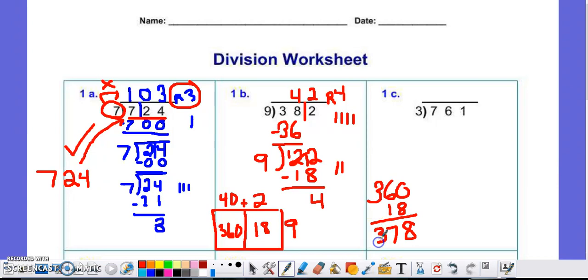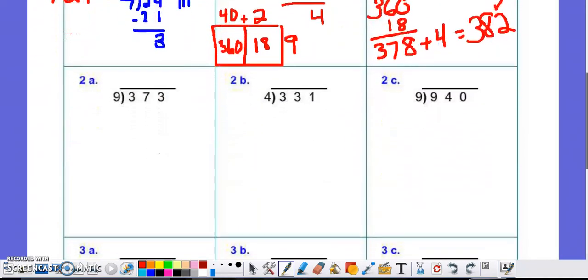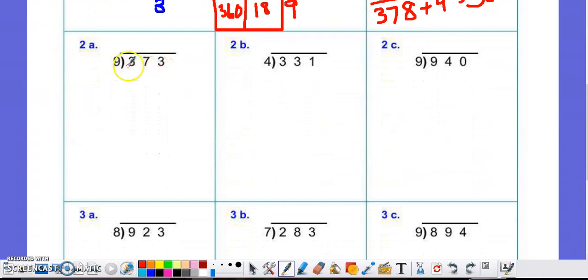378. Once again, this does not match my dividend. However, do not forget about your remainder, because 378 plus the remainder of 4 does equal the dividend of 382, which means my answer for 1b is correct and I used multiplication to check the problem. Let's try two more. Moving down to question 2, first divide.